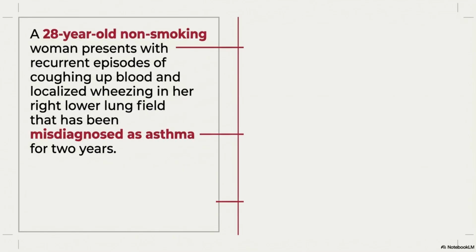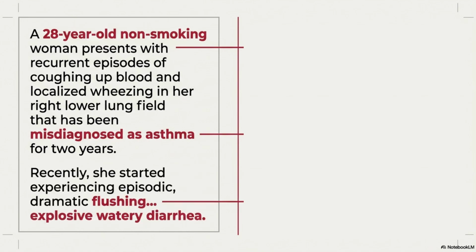She presents with recurrent episodes of coughing up blood and a localized wheezing in her right lower lung field that has actually been misdiagnosed as asthma for the past 2 years. But here is the critical change. Recently, she started experiencing episodic dramatic flushing along with explosive watery diarrhea.